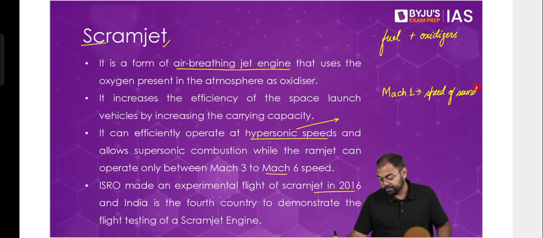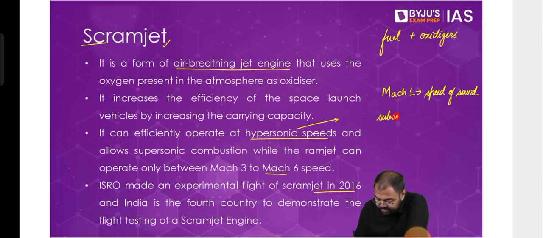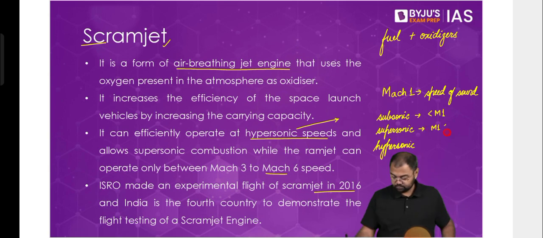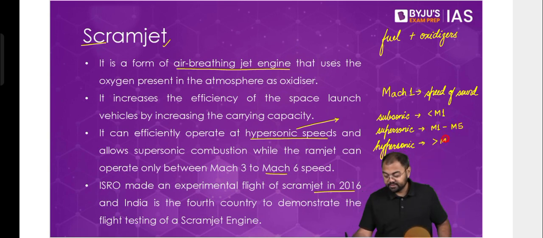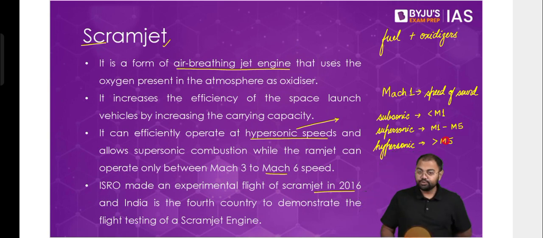And when we talk about hypersonic, there are different terms. You have subsonic, you might have heard of supersonic, and then you have hypersonic. Subsonic is less than Mach 1. Mach 1 up to Mach 5 is called supersonic, and more than Mach 5 is called hypersonic. So here we are saying that this can actually operate at more than Mach 6. That's why at hypersonic speeds, scramjet can actually work.